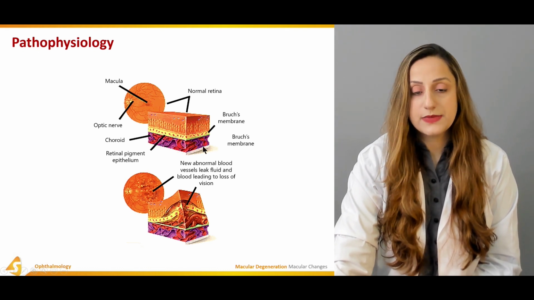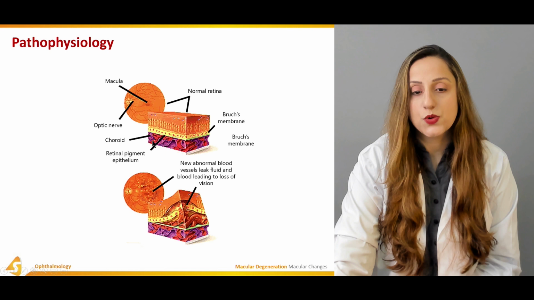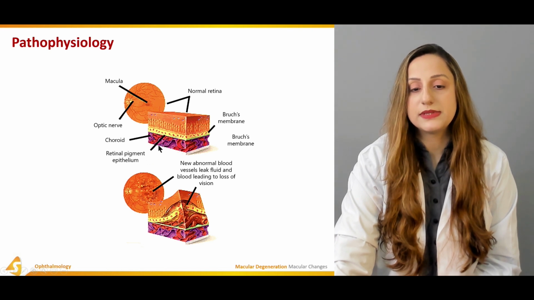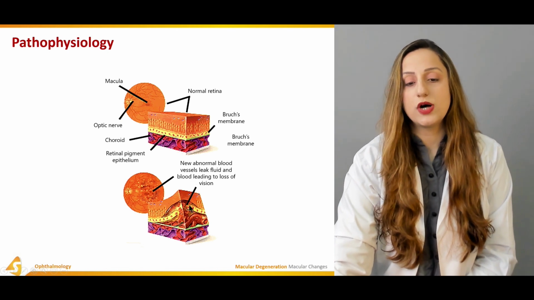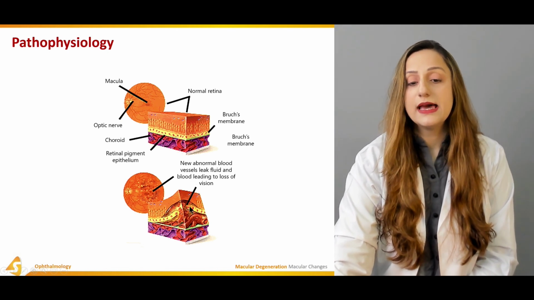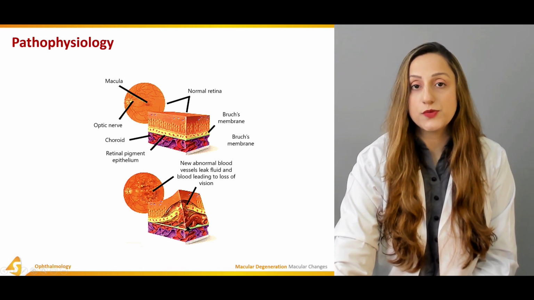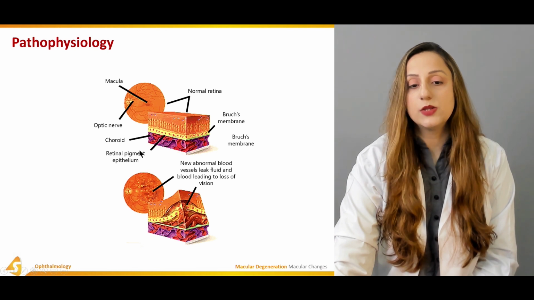Then we have the Bruch's membrane, then we have the choroid plexus over here, and the retinal pigment epithelium is located along the Bruch's membrane. Over here, you can see the new abnormal blood vessels, they leak the fluid and blood, leading to the vision loss. So this is the change, that we have the abnormal blood coming from the choroidal plexus that is located at the base.